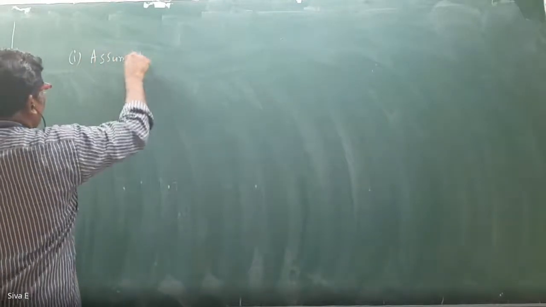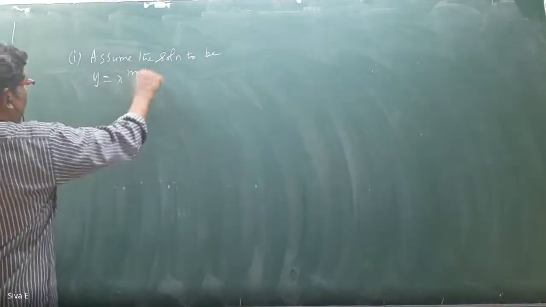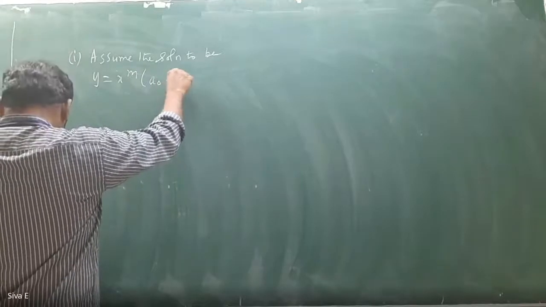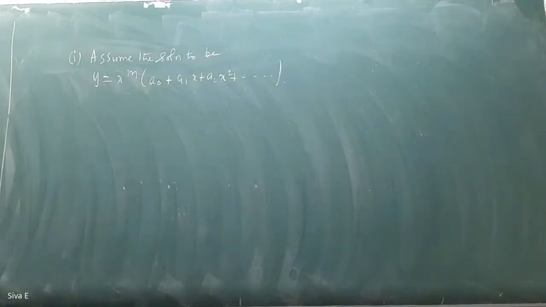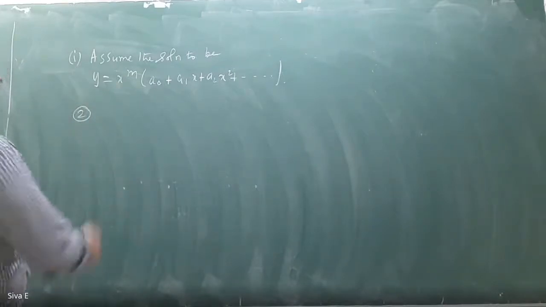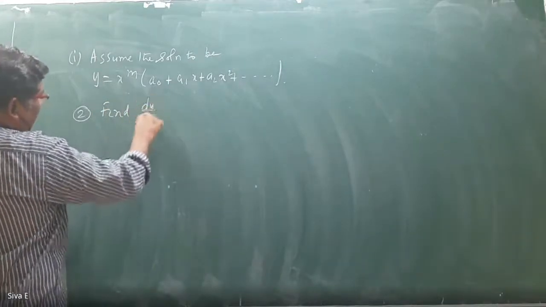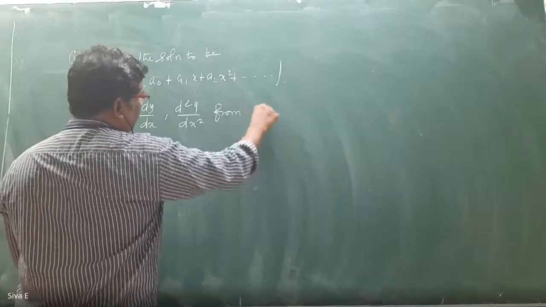Step 1: assume the solution to be y equal to x power m times a naught plus a1 x plus a2 x square plus etc. Step 2: find dy by dx and d square y by dx square from step 1.